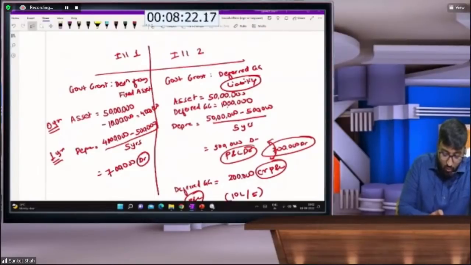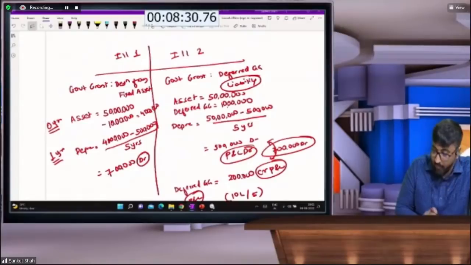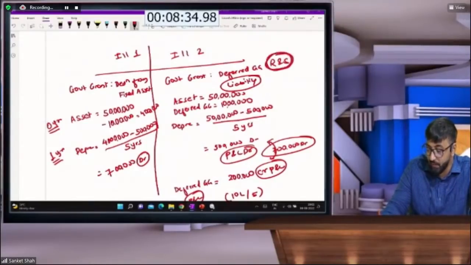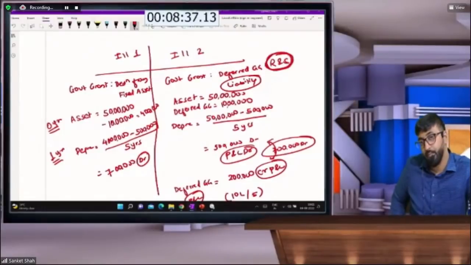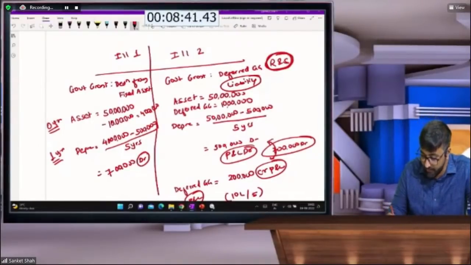Okay, let's go, so quickly tell me the difference. Deferred GG you will show under the head reserves and surplus. Where to show deferred GG? Under the head reserves and surplus.